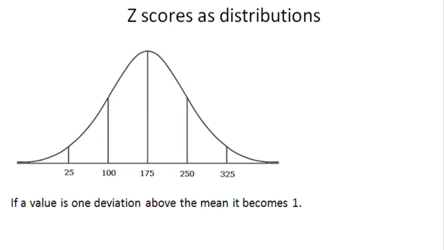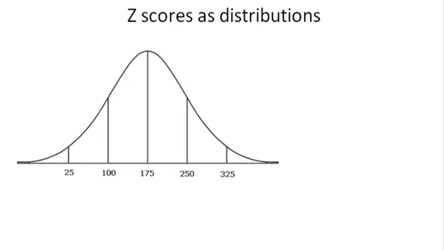Taking another look at this, let's say that we have a value that's a deviation above the mean. Well, if it's one deviation above the mean, doesn't it make sense to have it have a value of 1? So let's see how the z-score manages to accomplish this. For this example, 250 minus 175 happens to be 75. 75 divided by 75 gives you the 1 for the z-score that we're looking for.